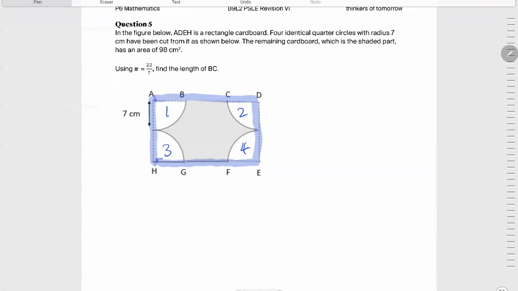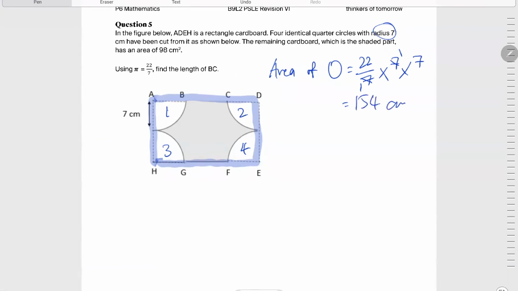So 4 quarter circles obviously make 1 circle. Okay, 1 circle. 4 quarter circles make 1 circle. So all you have to do is to find the area of the circle, which is pi, 22/7, times r times r. What is r? Radius of 7, so it's times 7 times 7, right? So you do a cross multiplication: 22 times 7. Okay, so you have 154 cm squared.